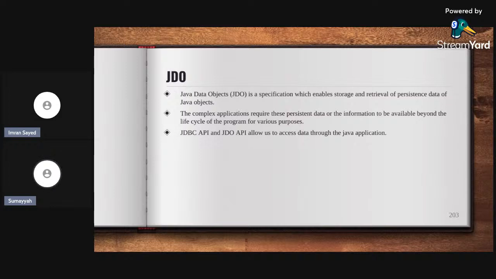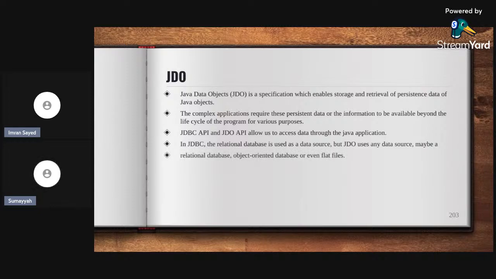JDBC API and JDO API allow us to access data through the Java application. In JDBC, the relational database is used as a data source, but JDO can use any data source, maybe a relational database, object-oriented database, or even flat files. JDBC mostly uses structured query language, while JDO uses Java code for the purpose.